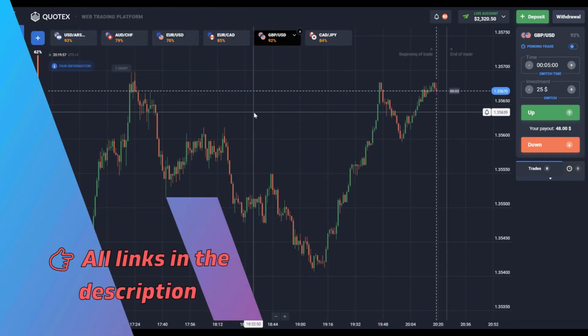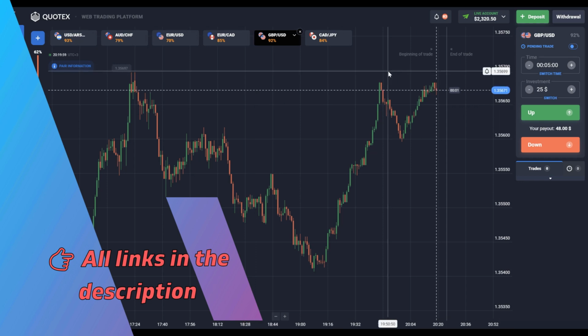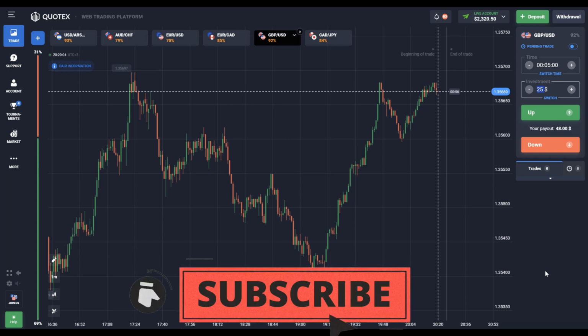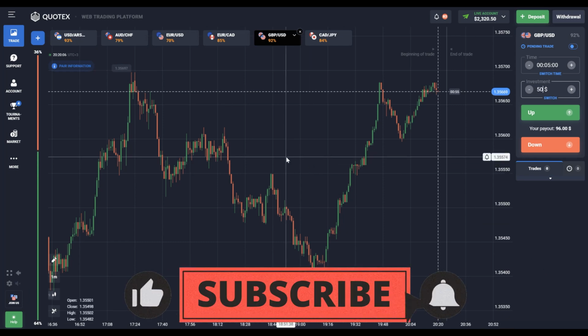Today we're trading on a clean chart using support and resistance levels. The expiration time is 5 minutes and accordingly, the trade amount is $50. Let's probably get started right away.